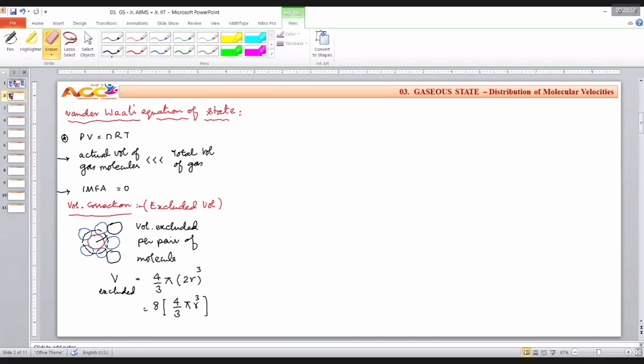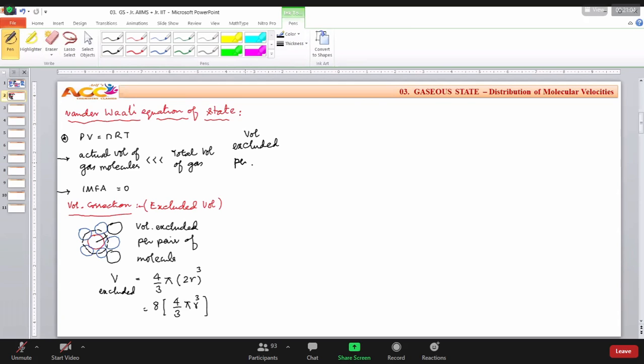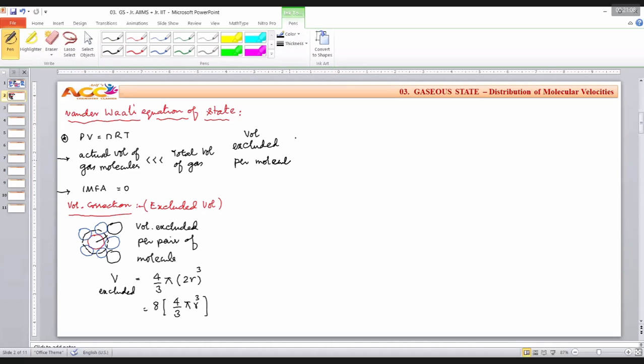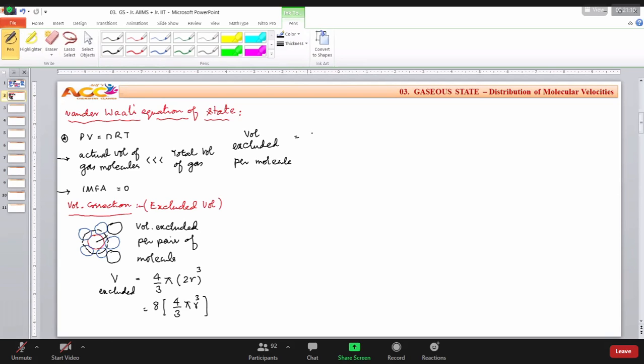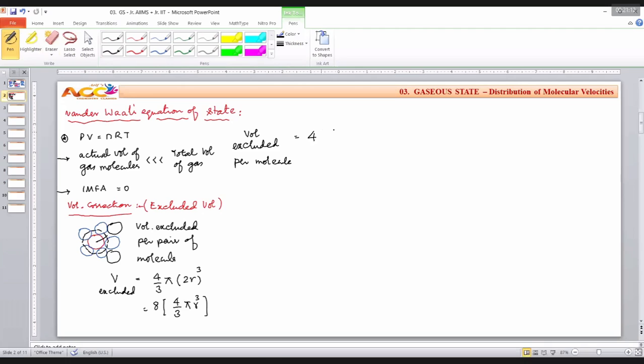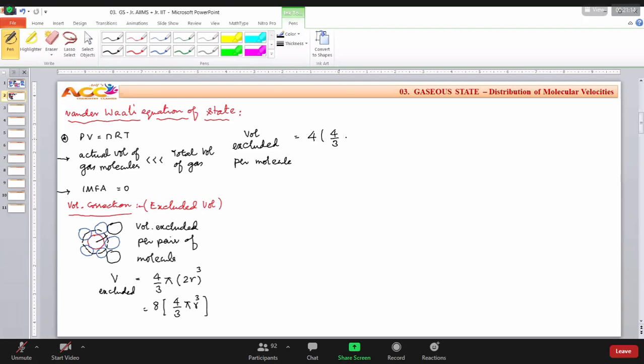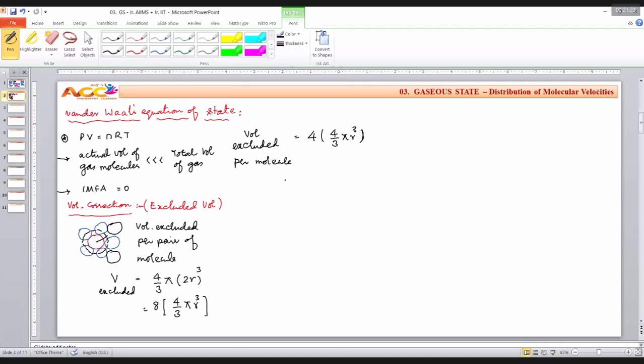Now, what do I have to write here? Volume excluded per molecule, single molecule. What will we have to do? Nothing, sir, just take half of it. So this is halved: 4/3 pi r cube. When this discussion is going on, one fellow stands up in the classroom. Sir, in chemistry we don't discuss one molecule, we discuss a mole of molecules.